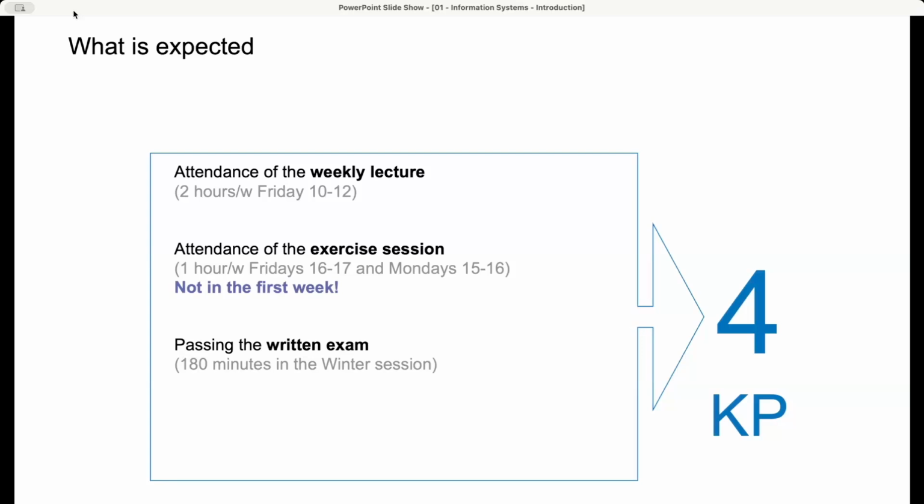Don't be scared of the 3 hours. We really try to give you something that is doable in less, but we give you the time so that you have time to think and double check your answers. All right?